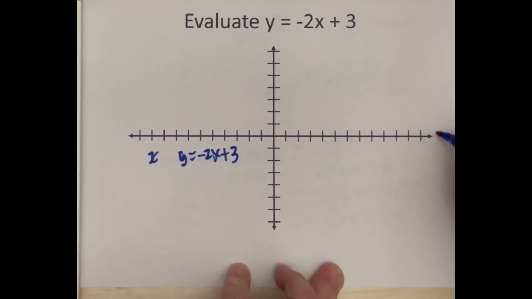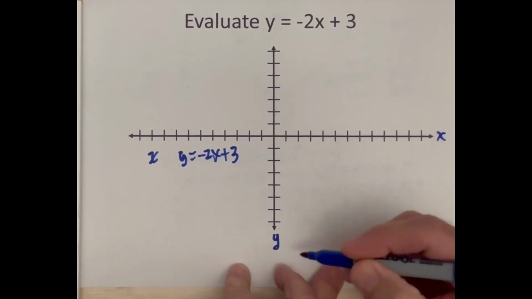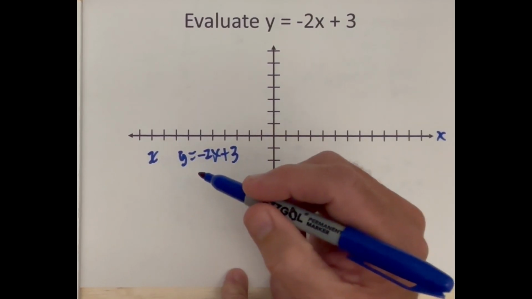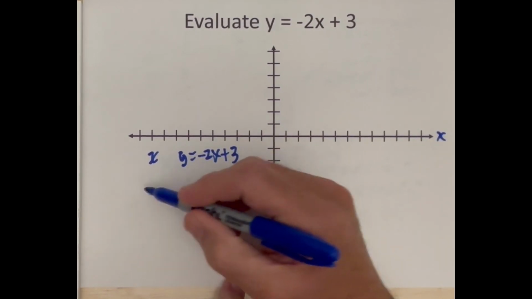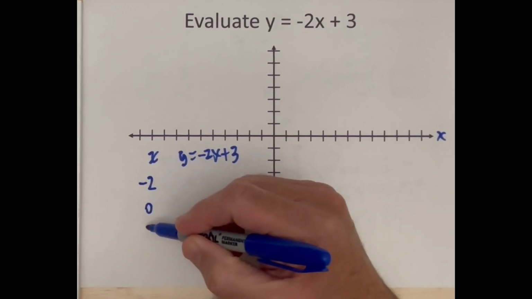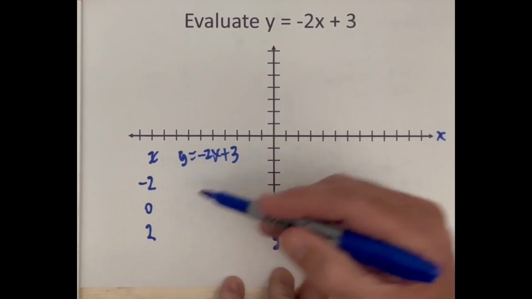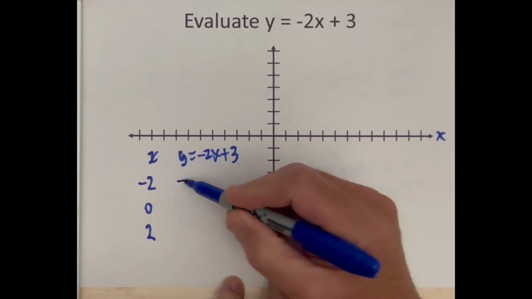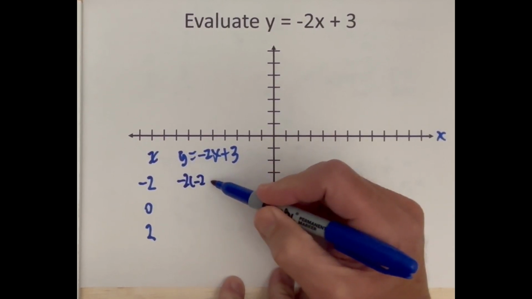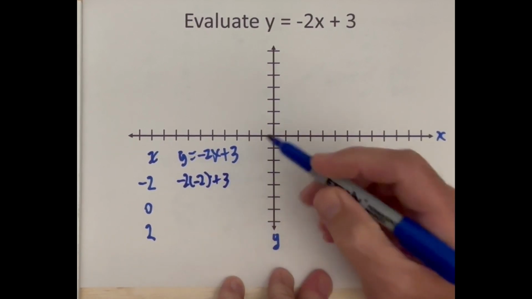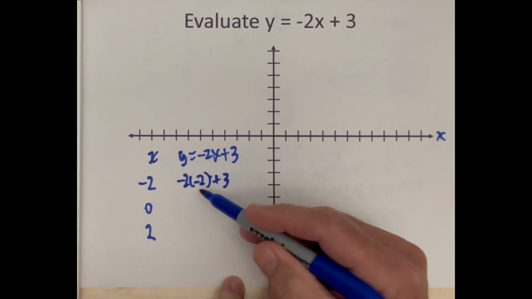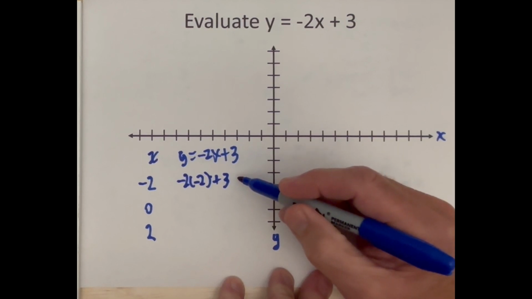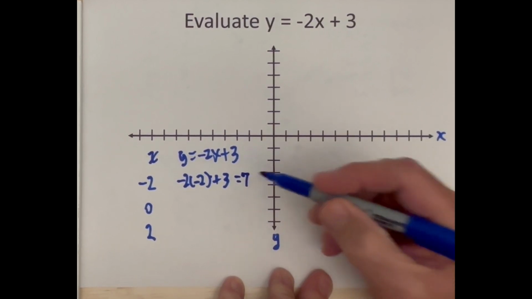Let's just evaluate that. There's x-axis, y-axis. Let's just pick 3 points, just to make it simple. Let's do minus 2, 0, and plus 2. We just picked 3 random points just to evaluate the equation. So minus 2 times minus 2 plus 3. Minus times a minus is a plus, plus 3. So that's 4 plus 3 is equal to 7.